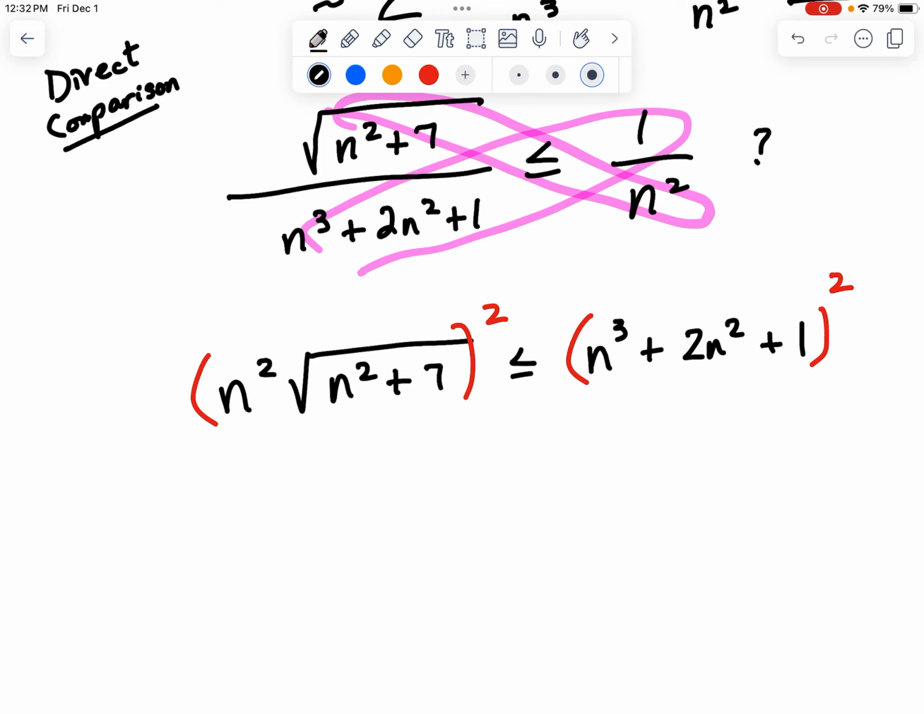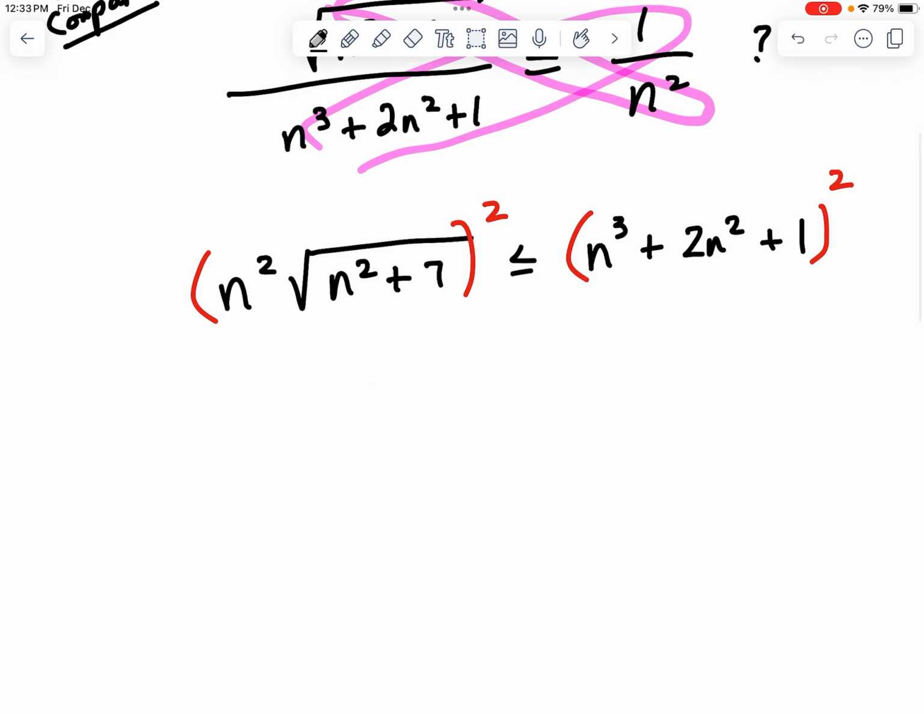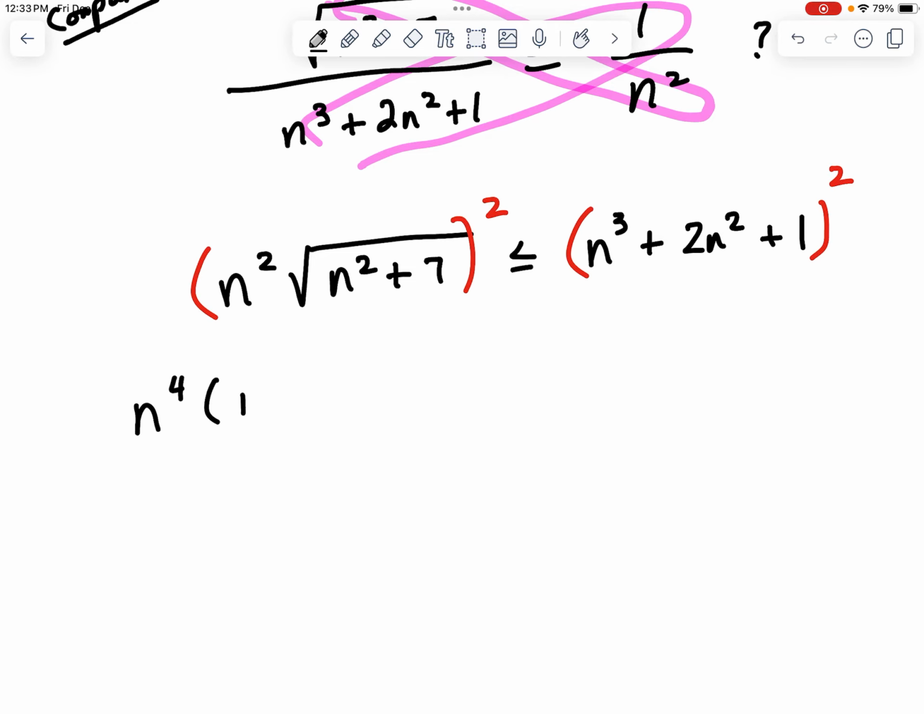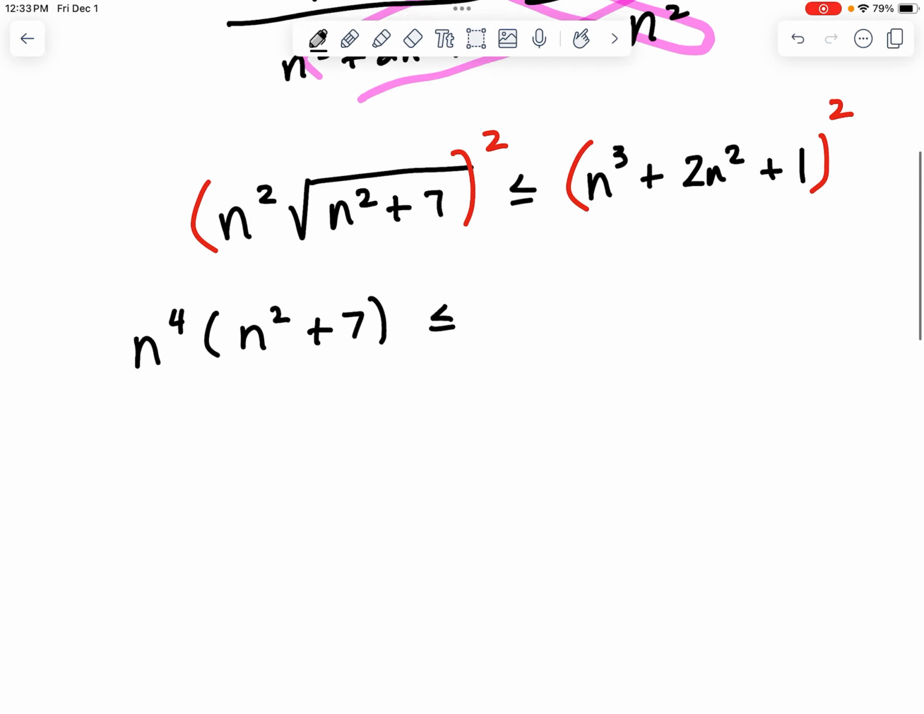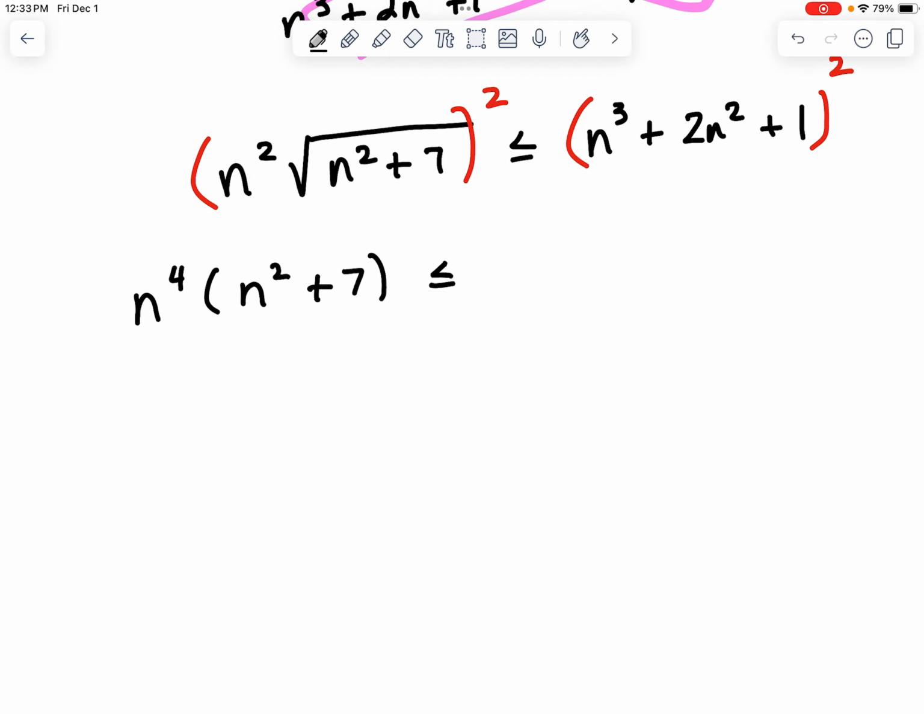It's always good to practice extra algebra. So on the left side, it's pretty easy. That's just n to the 4th. And then when you square the square root, it gets rid of the square root and gives you just n squared plus 7. But on the other side, we will need to actually multiply n cubed plus 2n squared plus 1 times n cubed plus 2n squared plus 1.